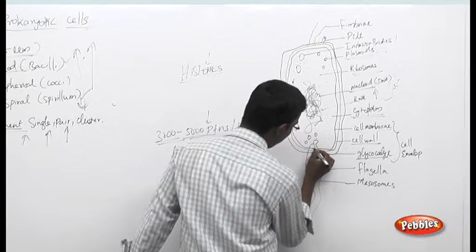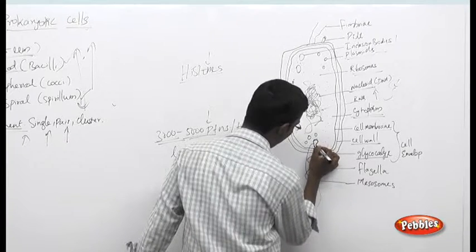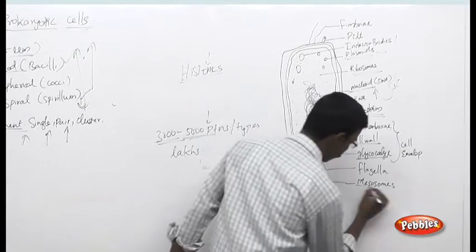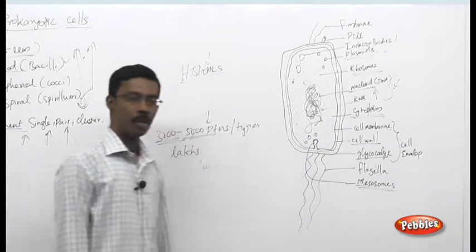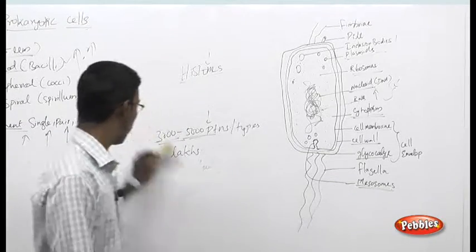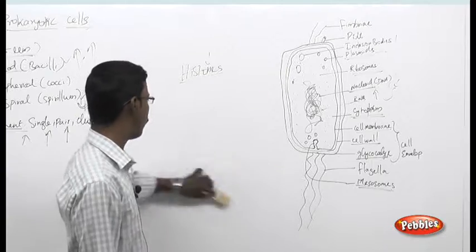Apart from this, within the cytoplasm we can see invaginated structures of the plasma membrane or cell membrane. Those structures are called mesosomes. So what are mesosomes? Mesosomes are the invaginated structures of the plasma membrane. So what is the need for mesosomes?